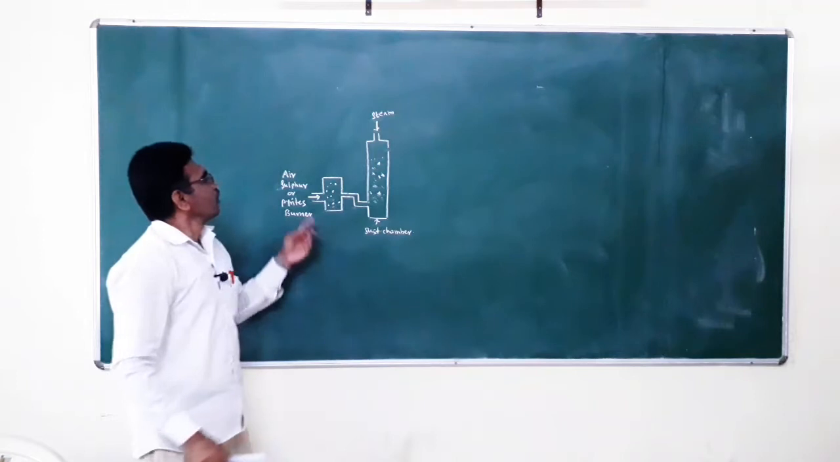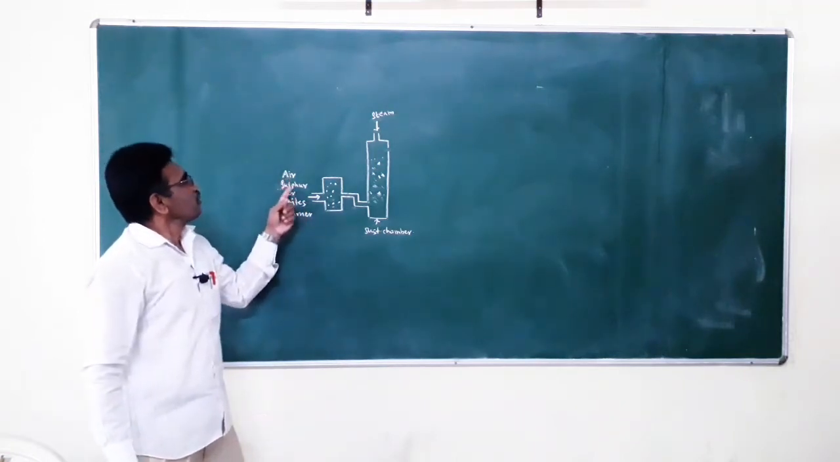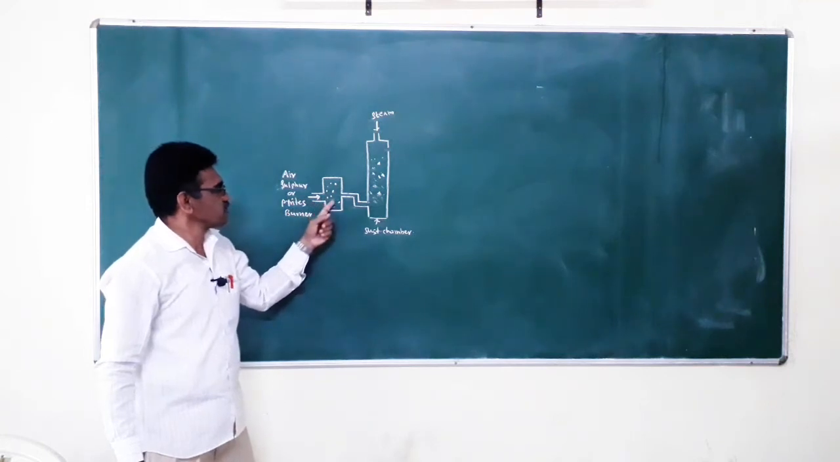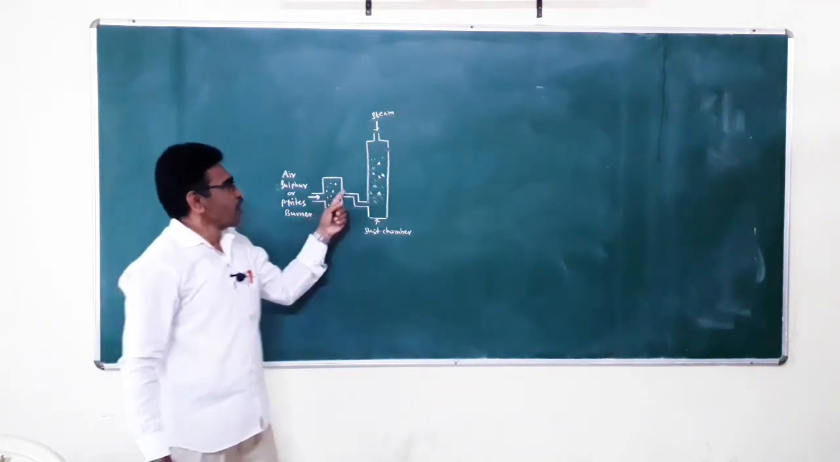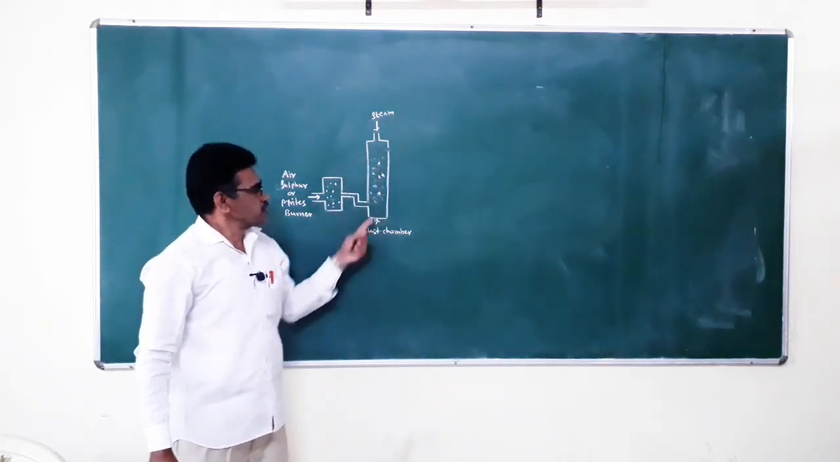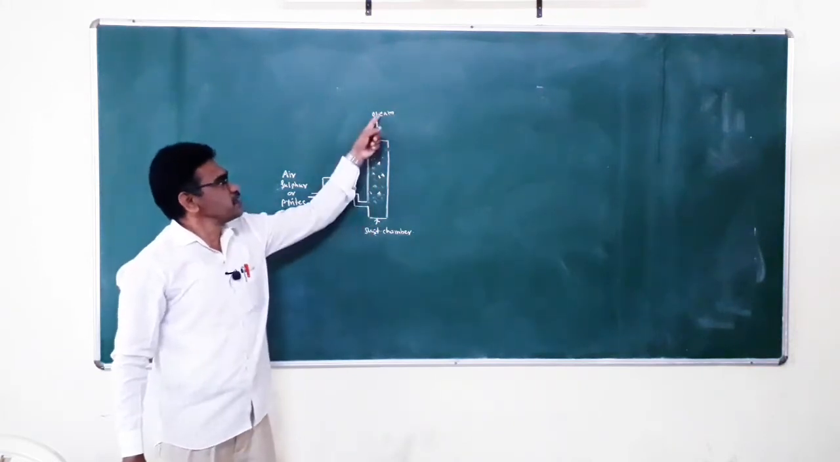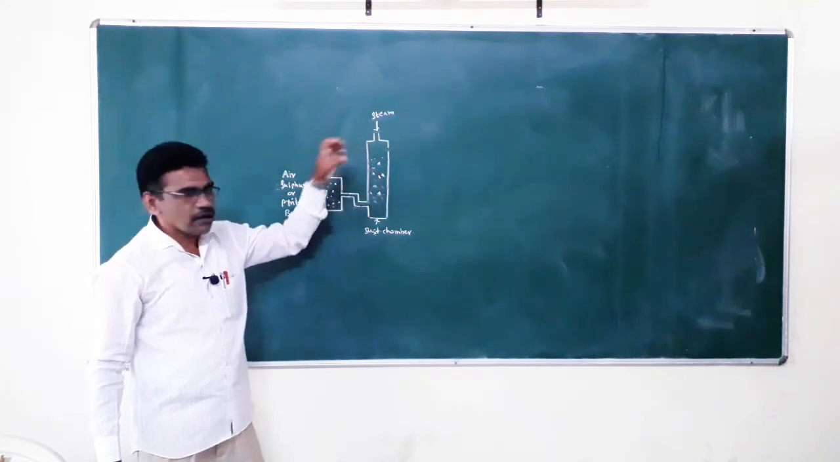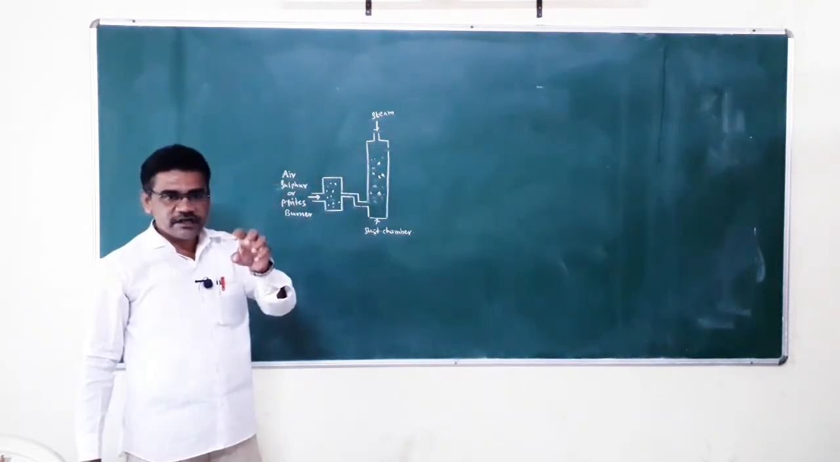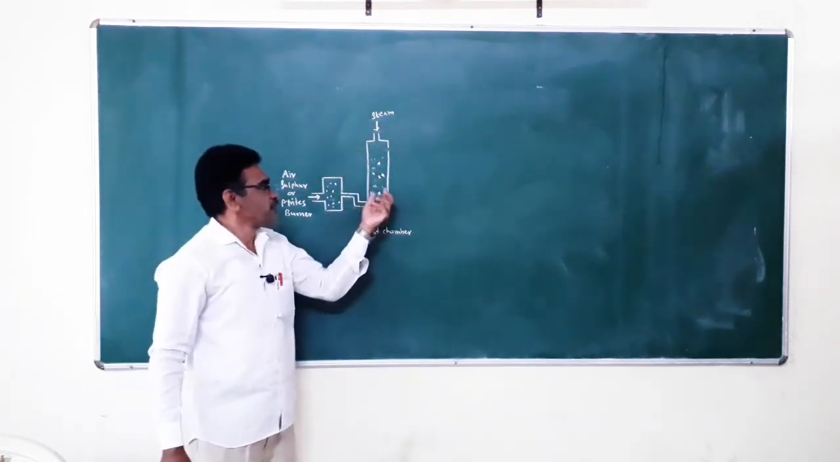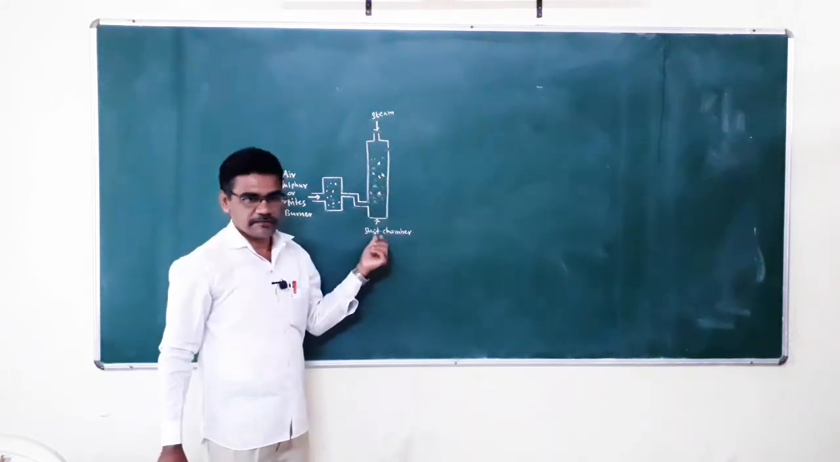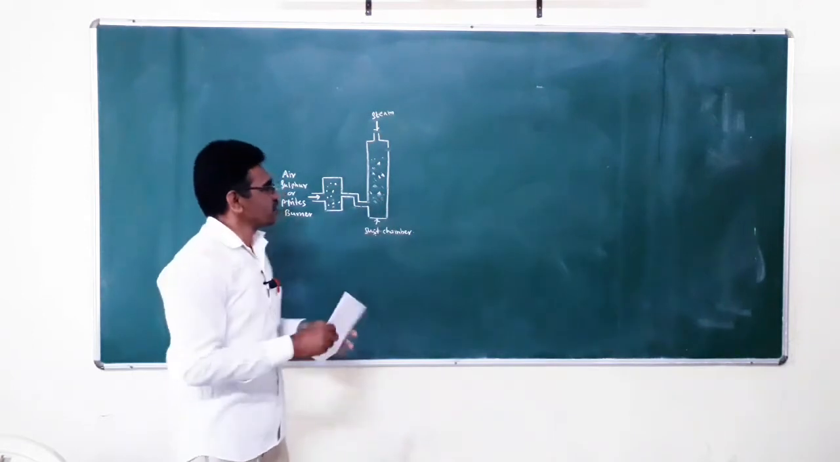Now, here air and sulfur or air and pyrites pass through this burner into this dust chamber. Steam jet is introduced in the dust chamber. Whatever water drops and dust particles present in these gases are settled at the dust chamber.